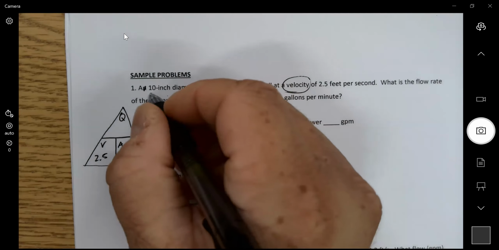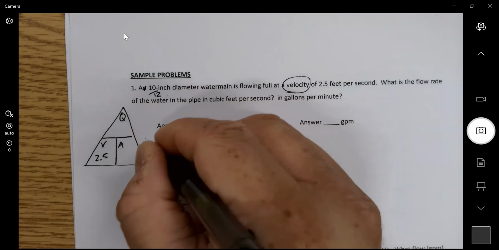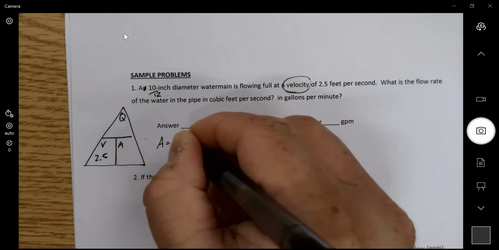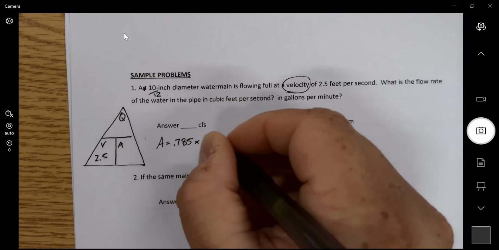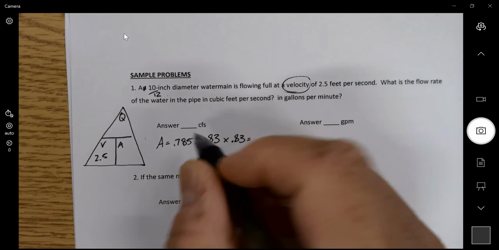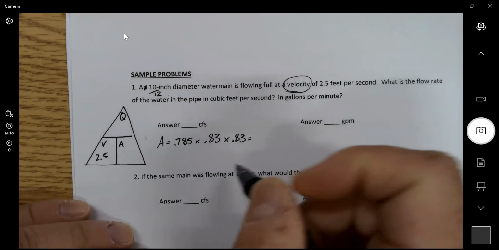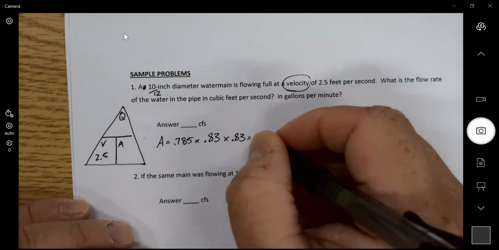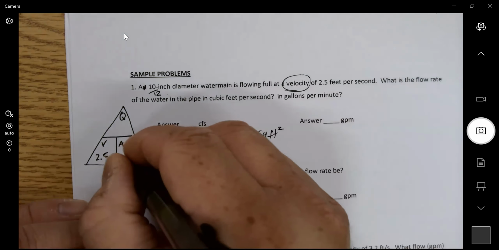So the first thing to do with a 10 inch is to divide it by 12. The area for a circle is 0.785 times, well, 10 divided by 12 is 0.83, times 0.83. Remember, everything, except for those of you taking an S1 or 2, all inches convert to feet, all right? So when we multiply this together, we're going to get 0.54 square feet. So 0.54 is going to go right here.